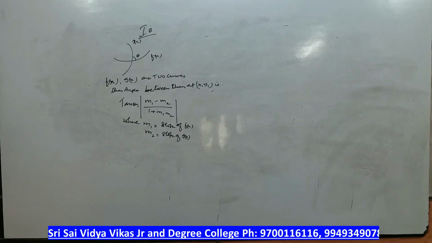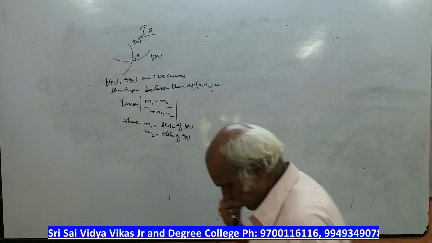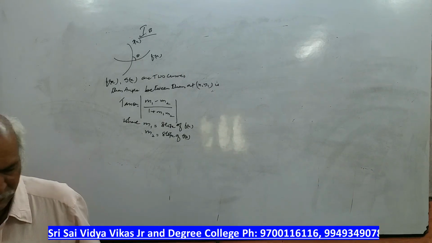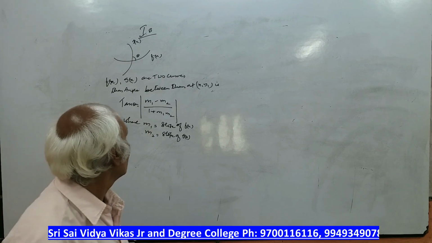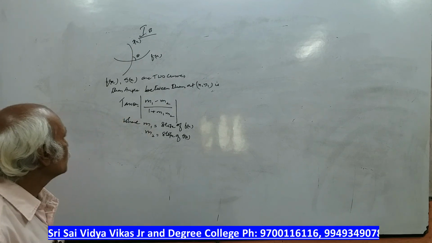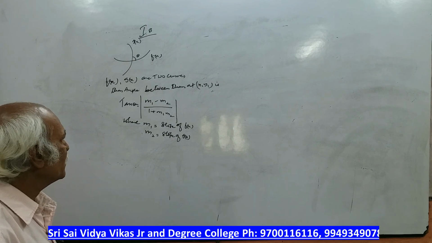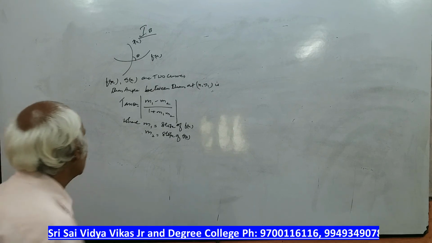Okay, today we are doing applications of differentiation. We have seen how to find the approximate values of root 17 in one of the videos. Next, if f of x and g of x are two curves, then the angle between them at a point x1, y1.